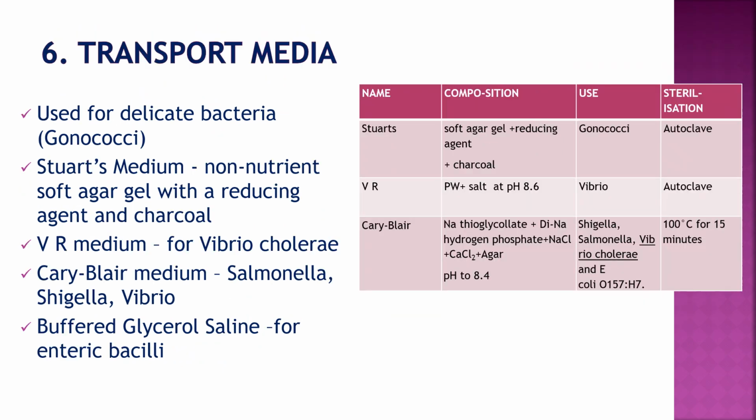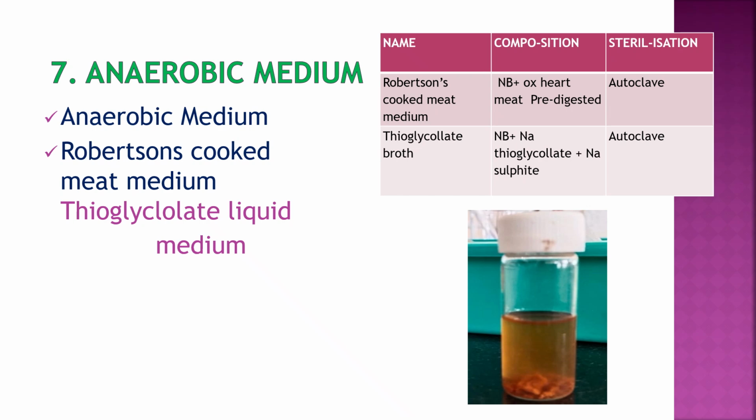Some delicate bacteria need transport media, such as Stuart's medium or Venkatraman Ramakrishna medium for Vibrio, and Cary Blair medium for Salmonella, Shigella, Vibrio, etc. Anaerobic media: for bacteria which do not grow in the presence of oxygen, the media provide a deficiency of oxygen. They are Robertson cooked meat media and thioglycolate broth media.